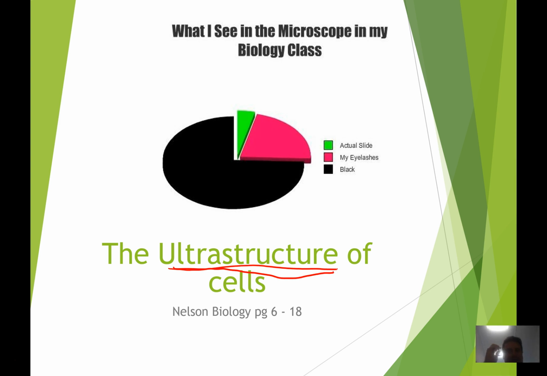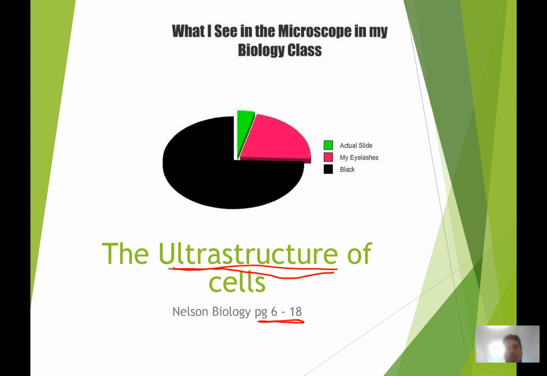So by the end of this lesson, and hopefully by the end of the prac we're going to be running on Tuesday, you're not going to have this issue where what you can see under a microscope in biology is 3/4 black, then most of that last quarter is your eyelash, and then a tiny little fraction is actually just the actual slide. Hopefully we're going to get at least a nice 3/4 of the actual slide, but sometimes microscopes can be a bit tough.